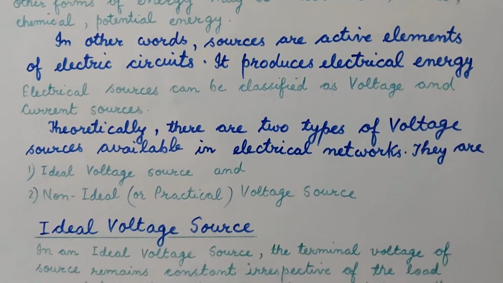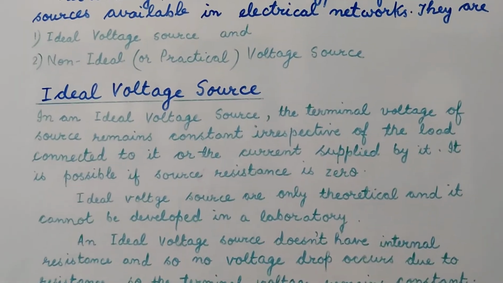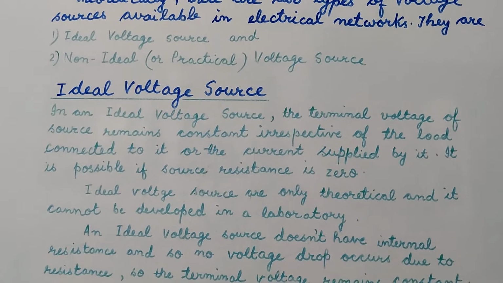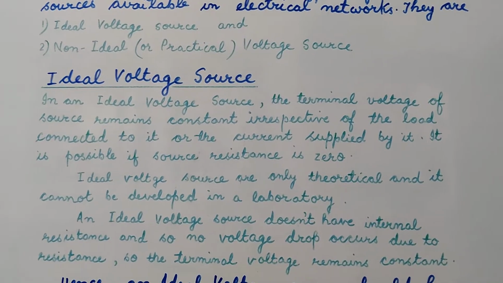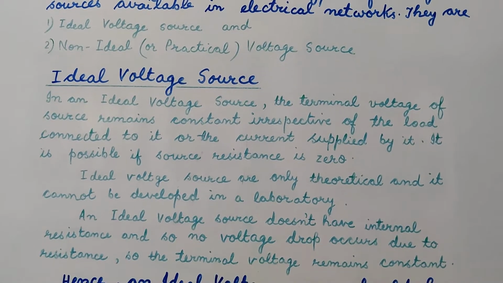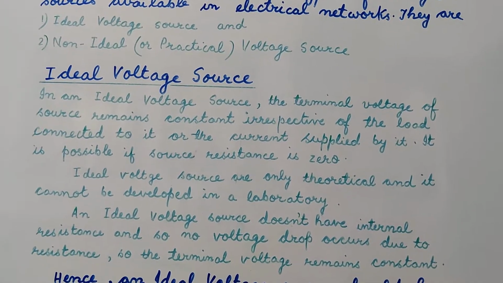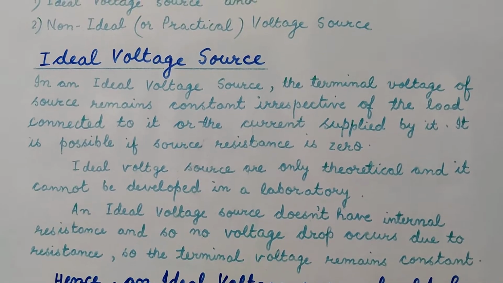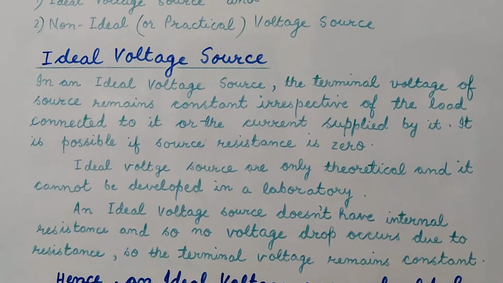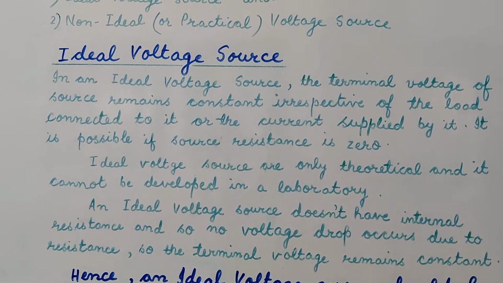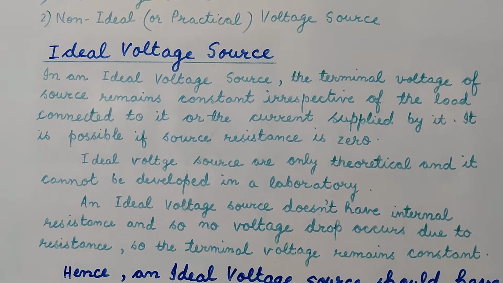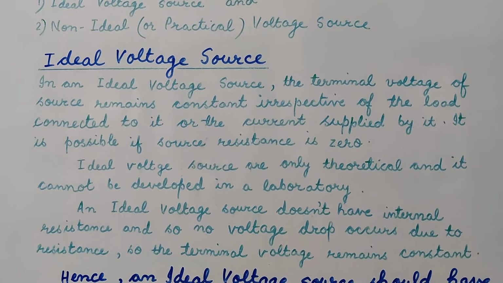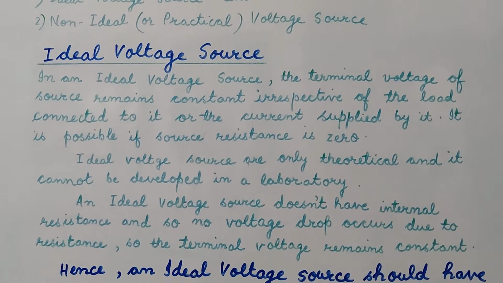Now, what do we mean by an ideal voltage source? An ideal voltage source is a source whose terminal voltage will remain constant irrespective of the load connected to it or the current supplied by it. And this is only possible if the resistance of the source is zero. That is, if the internal resistance of the source is zero.